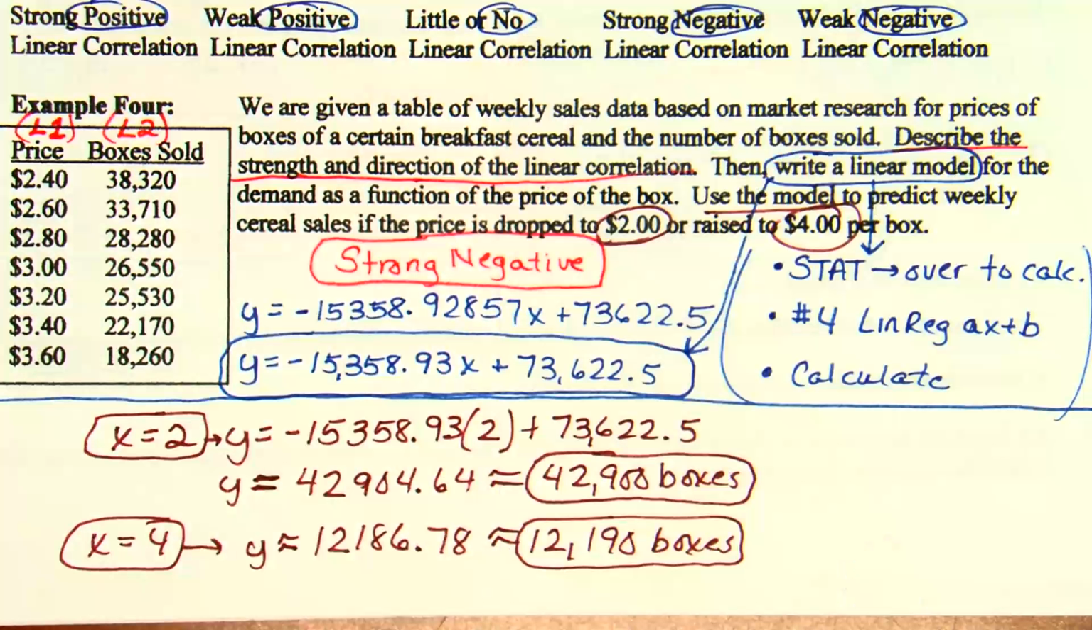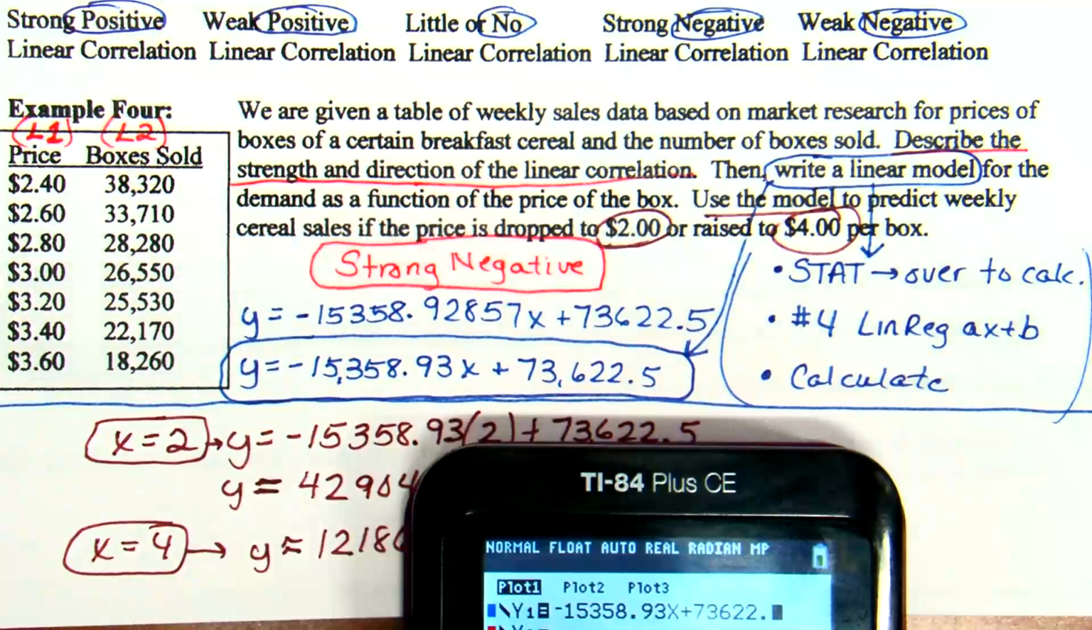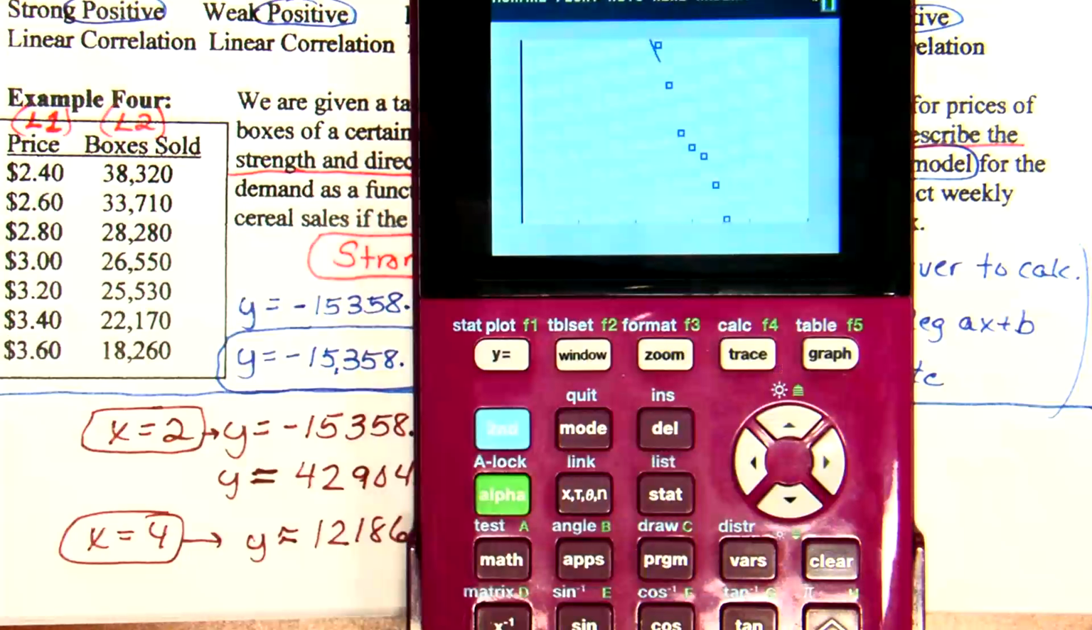I could hit trace again. It put me on the equation, so I'm going to arrow down to get to the y1. I can hit 4, and it gives me that right there. Is that the y equals? Yes, it's the same y equals that we had found. Did you round it to 190? Okay.